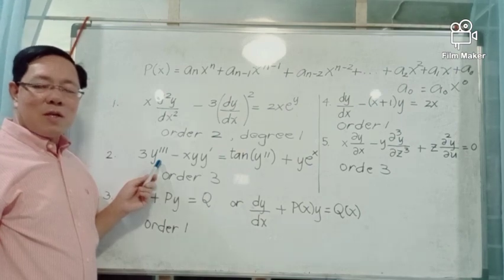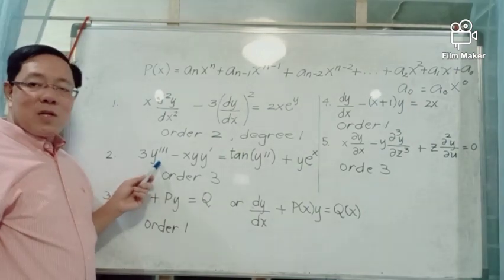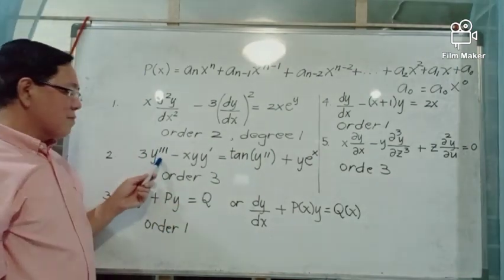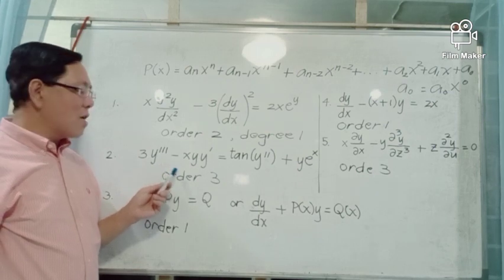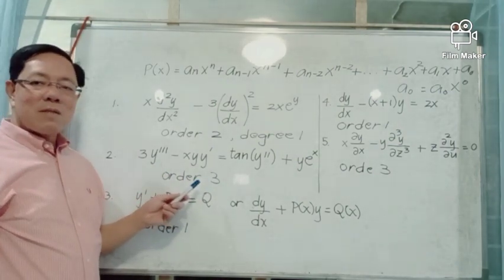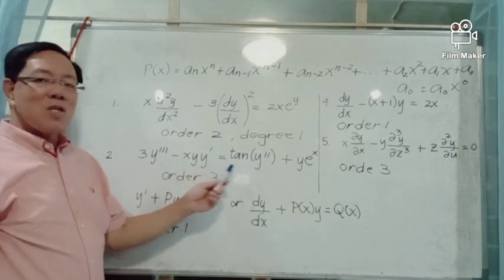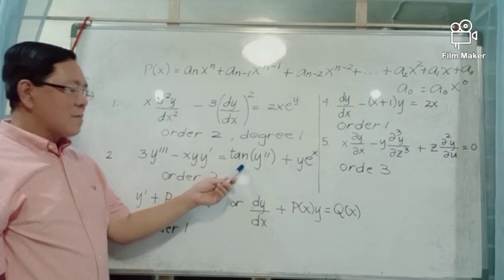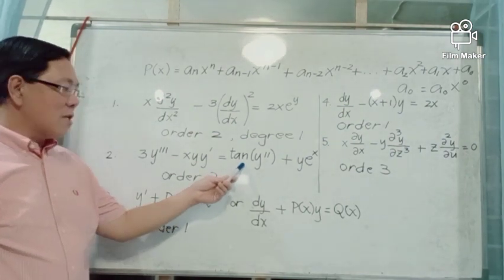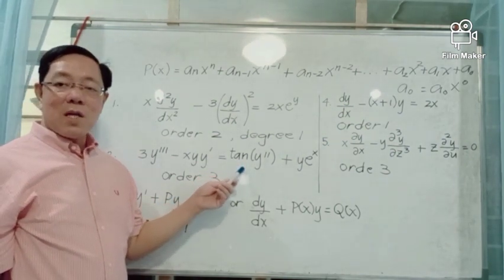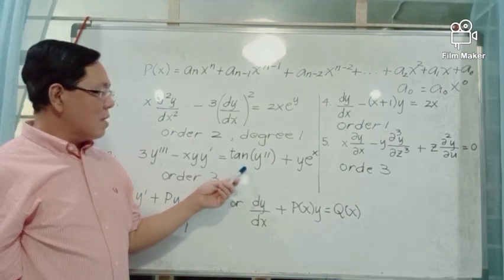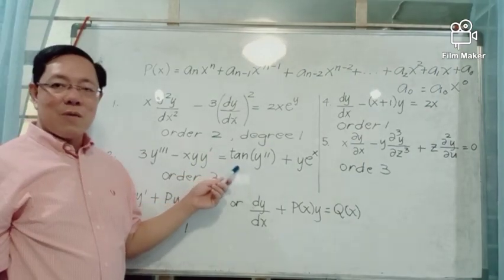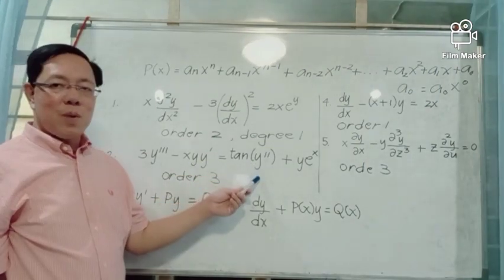And its order is 3, or the differential coefficient of the highest derivative in this differential equation is 3. Hence, this differential equation has order 3. But the degree of this differential equation is not defined because this term at the right hand side of the given differential equation is not a polynomial in the derivative of y. This equation contains a trigonometric function, tangent of the derivative of y.